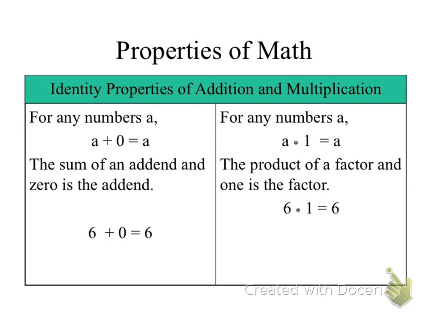Okay, the next property is identity, property of addition and multiplication. Again, addition's on the left, multiplication on the right. For any number A plus 0 is equal to A, which means the sum of an addend and 0 is the addend. So adding 0 does not change the value of the number. For multiplication, the identity property is multiplying by 1. The product of a factor and 1 is still the factor.